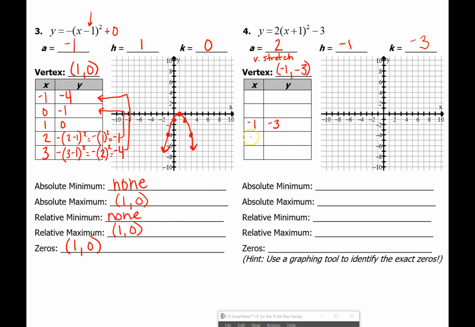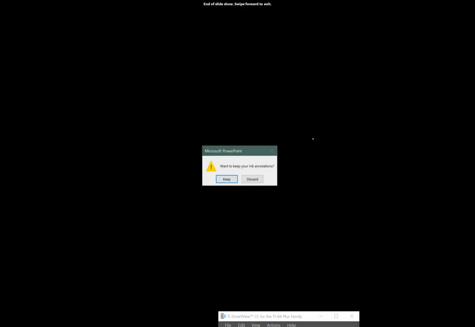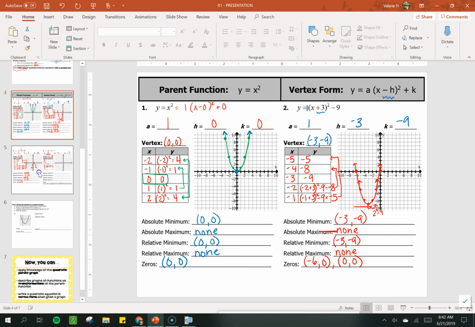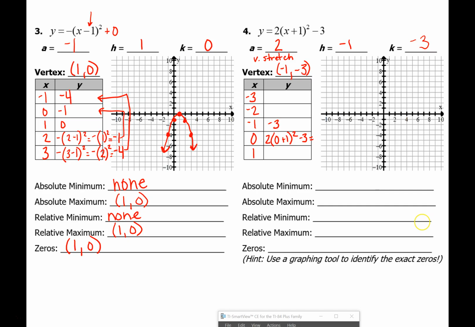Okay, so we're going to pick some numbers that are close by, like 0 and 1, -2 and -3 on the other side, and then we're going to plug and chug. So we have 2 times 0 plus 1, quantity squared, minus 3. 0 plus 1 is 1, 1 squared is 1, 2 times 1 is 2, 2 minus 3 is -1, and that goes on the other side as well.